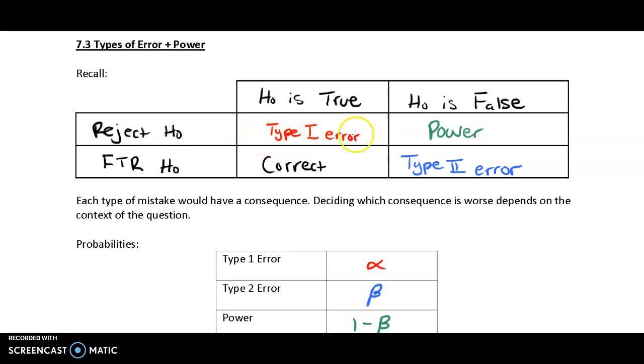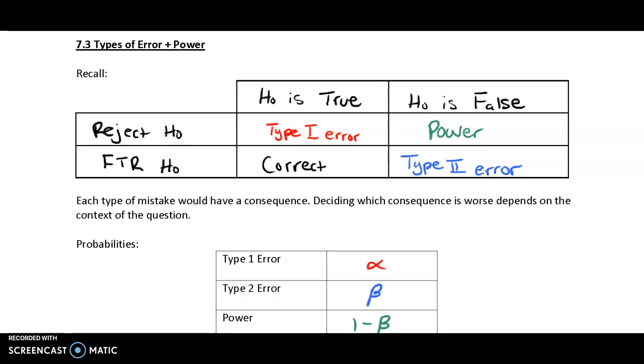Now, if we reject the null hypothesis and the null hypothesis is false, we've rejected a false claim, there is power in that decision. Now, if our null hypothesis is true, we should fail to reject the null hypothesis. This leads to a correct decision. And unfortunately, this doesn't have a fancy name. We just call this the correct choice. And then over here, we have that we fail to reject the null hypothesis, but our null hypothesis is actually false. That leads to a type 2 error.